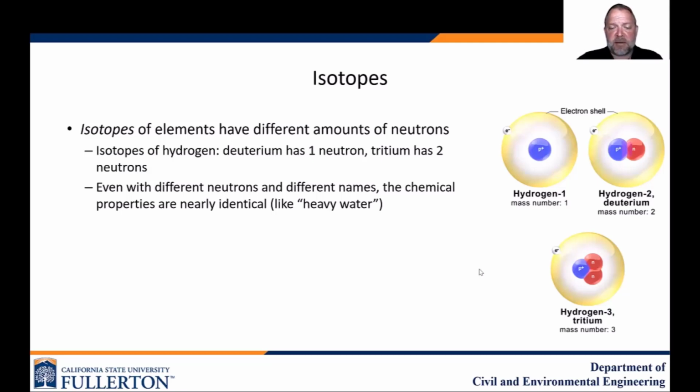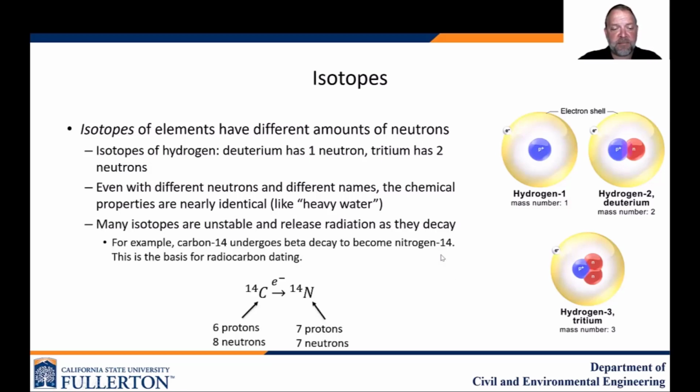Now, those things do combine. You might have heard of something called heavy water. Heavy water is water that is preferentially filled with deuterium in the hydrogen. So H2O would be 2 deuterium atoms and 1 oxygen atom, but you still get similar properties as water, just a different weight, different atomic weight.